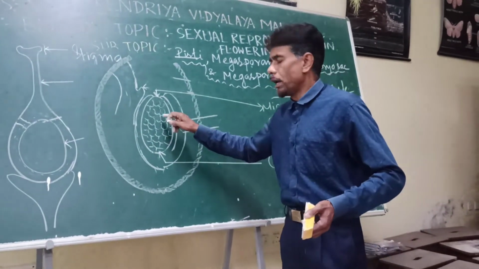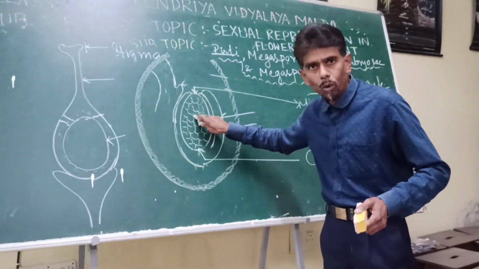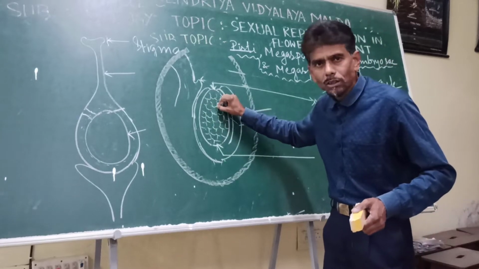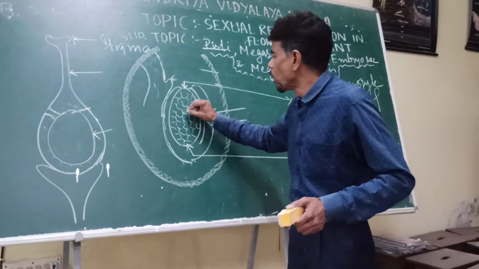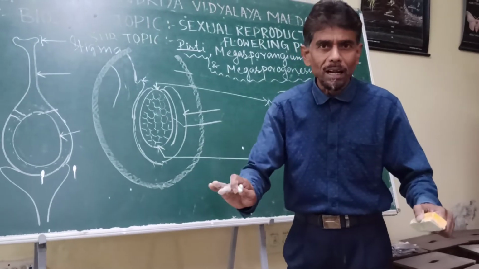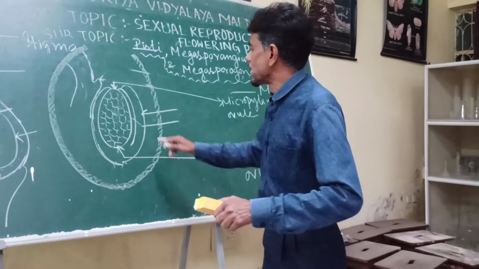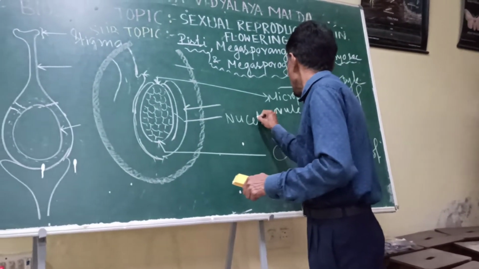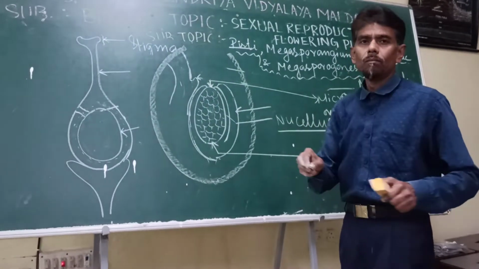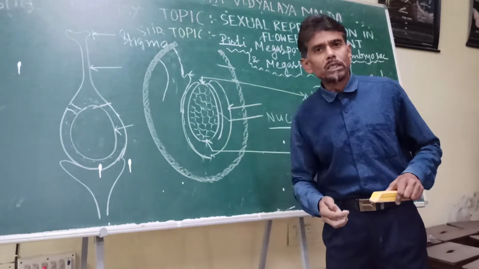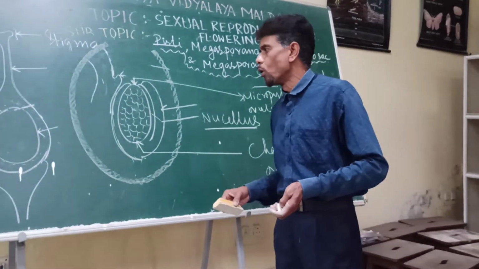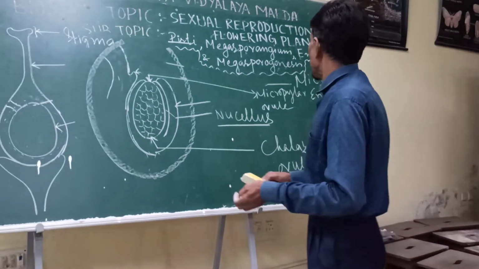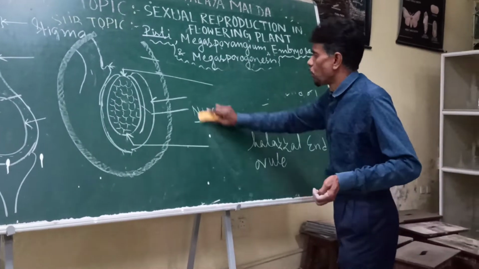Now, within the ovule, there is a compact group of clusters of cells full of reserved food material. These cells are called the nucellus. The nucellus plays a very important role during the process of megasporogenesis. Now let me write the term megasporogenesis.